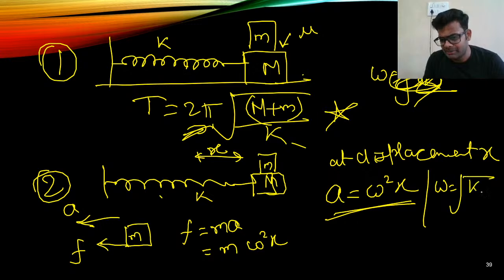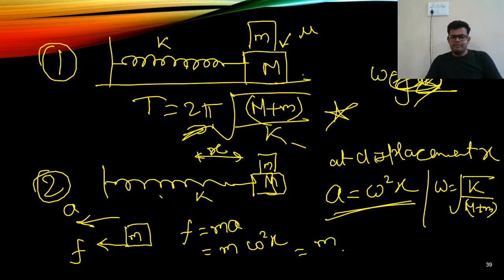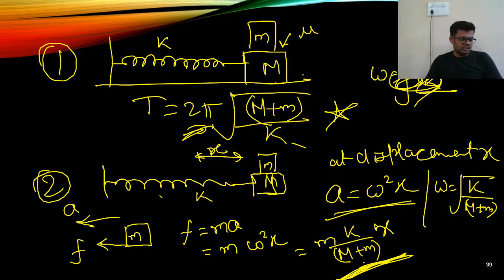Under root of k by total mass. Total mass is M plus small m. Let us write it here. So I will get m into k divided by M plus small m, into x. So that's all. This is the value of the friction force acting on the block. So this is the answer. All of you can do it, right?